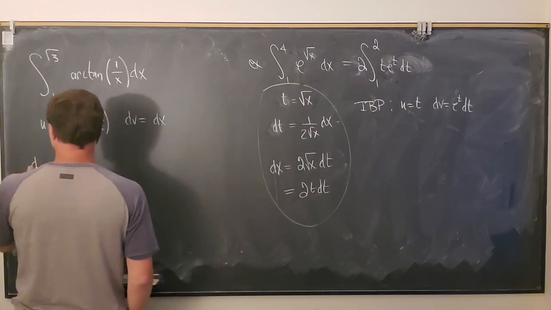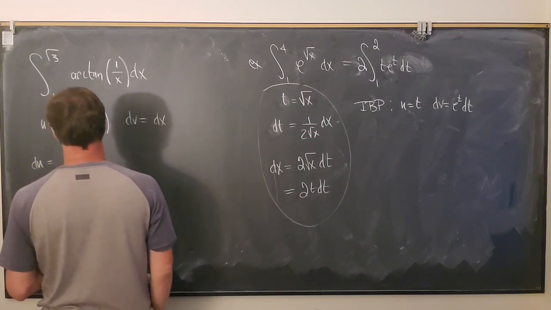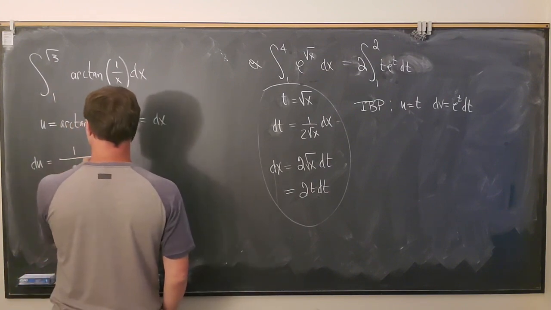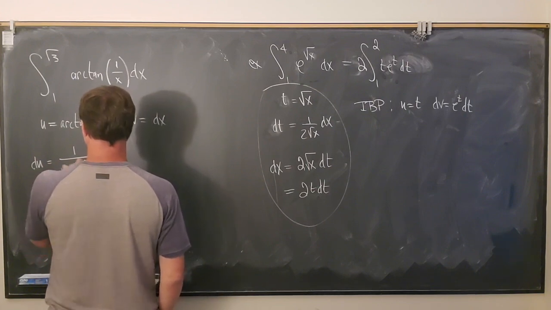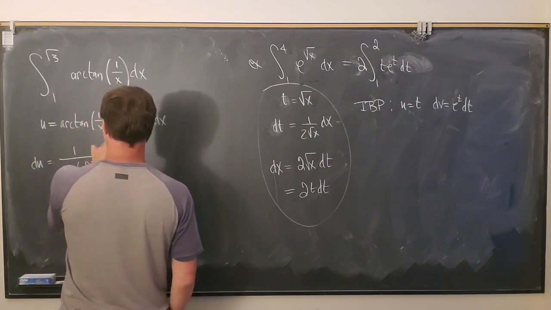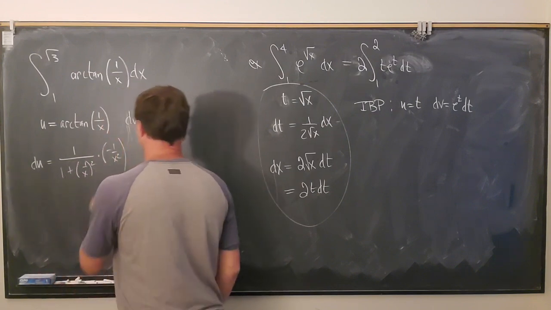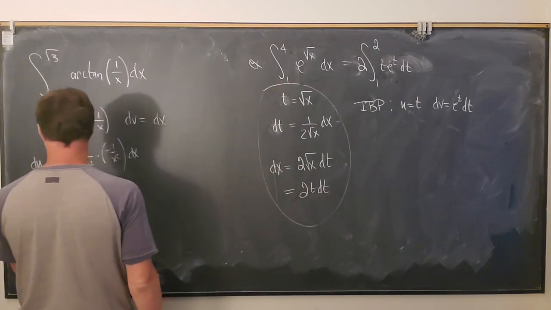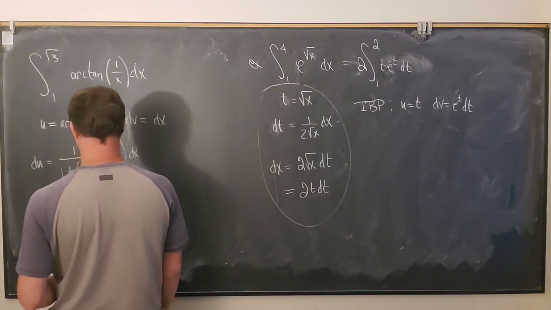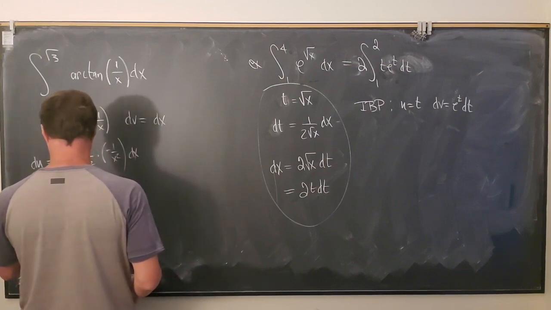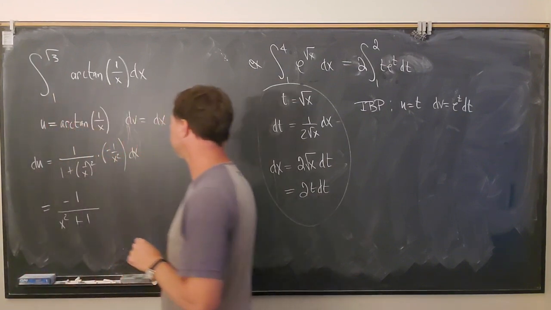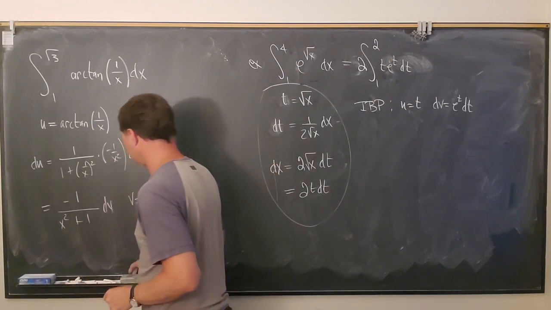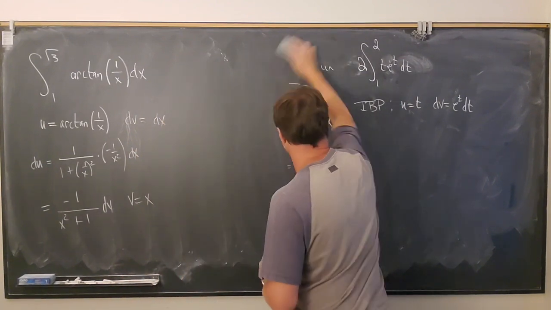Now when you compute the derivative, so du will be, well, okay, I need to use the chain rule here. This is going to be 1 over 1 plus 1 over x squared times negative 1 over x squared dx. Let's clean this up a little bit. This is going to be negative 1 over x squared plus 1 dx. And then v is going to equal x.